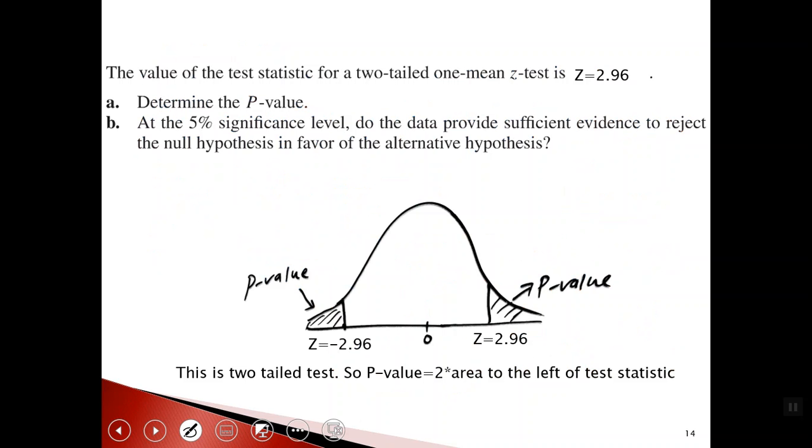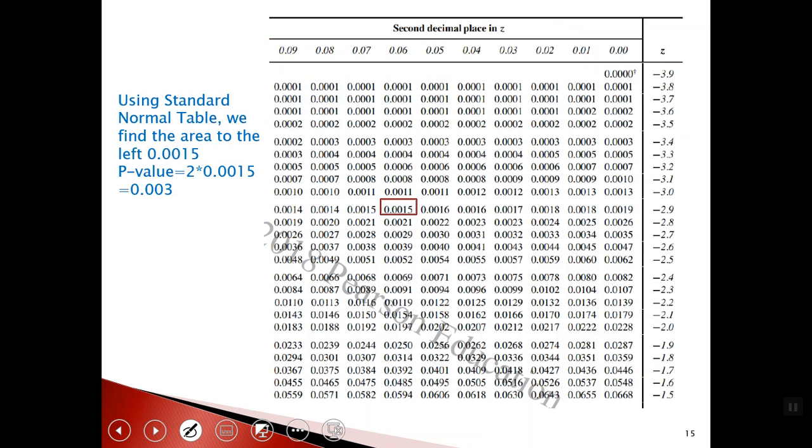Okay, let's consider a two-tail test. The z value they have given is positive. Since this is a two-tail test, there are two values for the z value: positive 2.96 and negative 2.96. First thing is to determine the p value. Go to the z table. Let's pick the negative value.